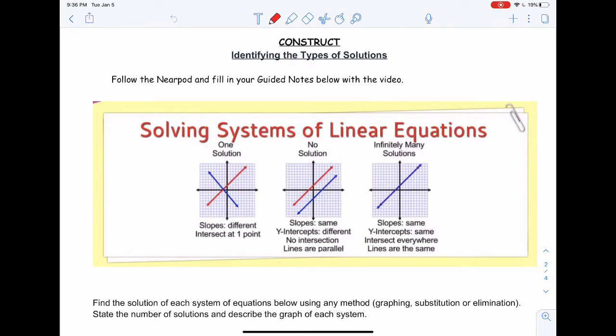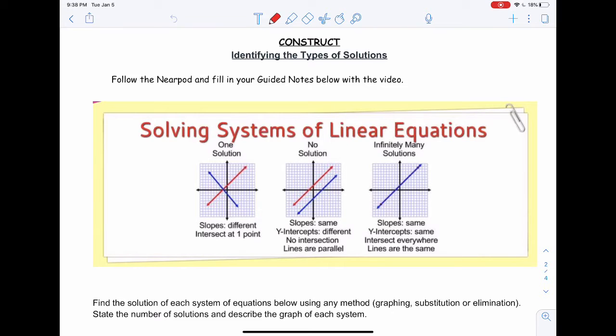When there is only one solution, the slopes are different and two lines intersect at one point. If there is no solution, the slopes are the same and the y-intercepts are different. And two lines are not intersecting. That means they are parallel.